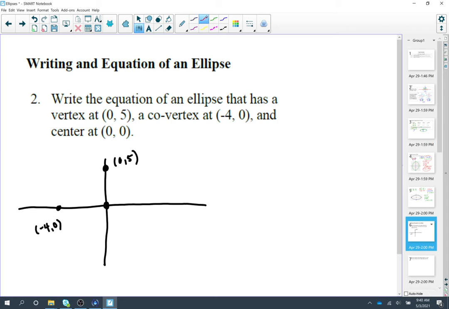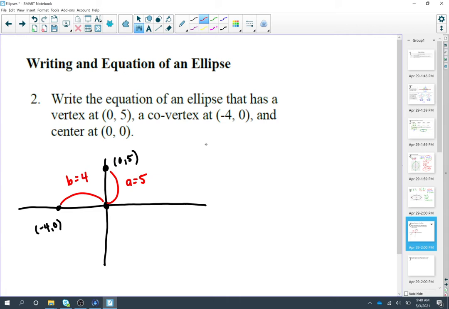Now, if we have a vertex at (0, 5), this is the larger one. It's also the vertex, not the co-vertex, so I know a is 5. If I have a co-vertex, which is my shorter one, I know that b is 4.